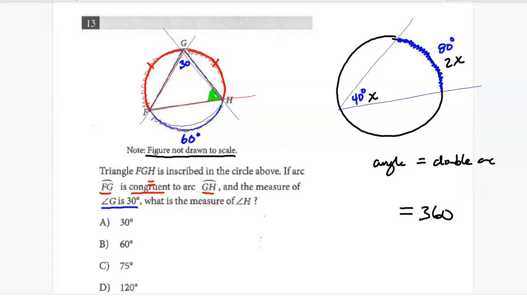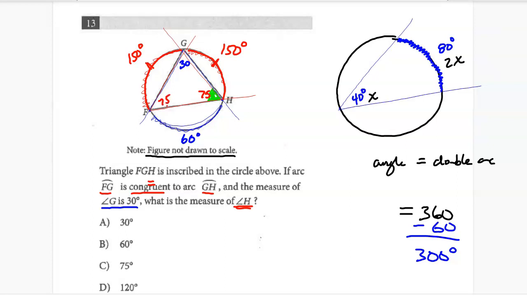Now, because that's 60, we need 360 in a whole circle. So if I take away 60, that leaves me with 300 degrees left. So if there's 300 degrees left, and these two arcs are the same, 300 divided by 2 is 150 and 150. All right? But we're still not in the clear because we need to get back to find the measure of H. So we need to work backwards and cut it in half. So we have 75 and 75.